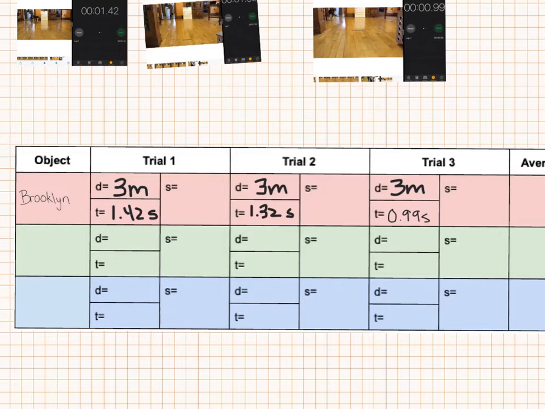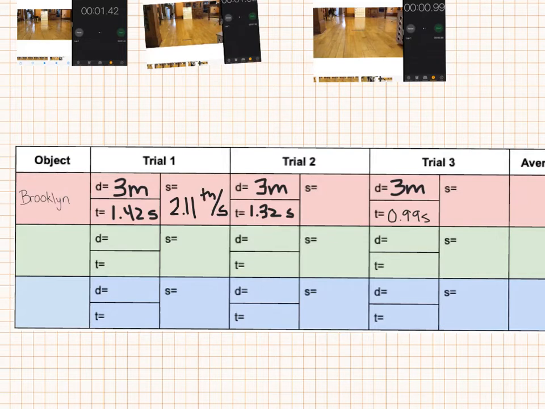So my first one, I am taking 3 meters divided by 1.42 seconds. So type that into my calculator. 3 divided by 1.42 seconds is 2.11, and then my label, in this case, because I have meters and seconds, is meters per second. That was a really sad M. Try to fix it. There we go.